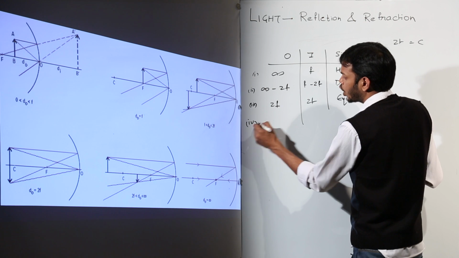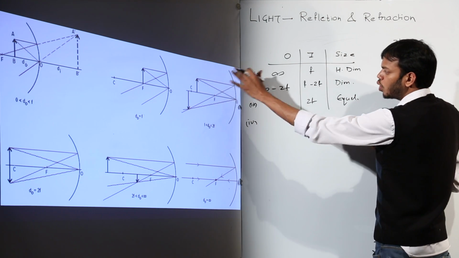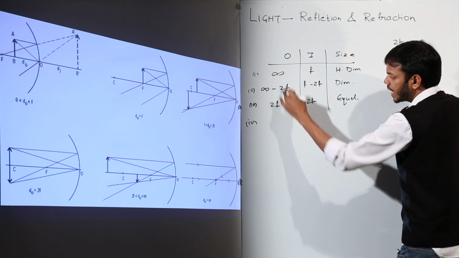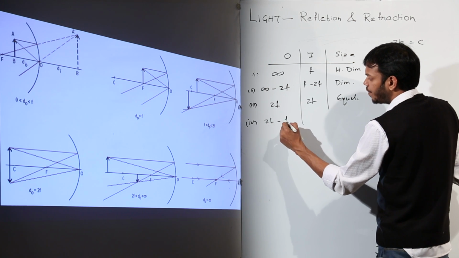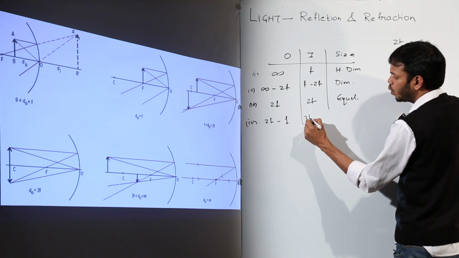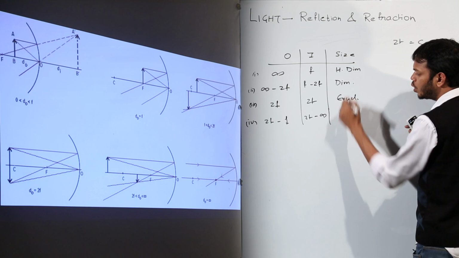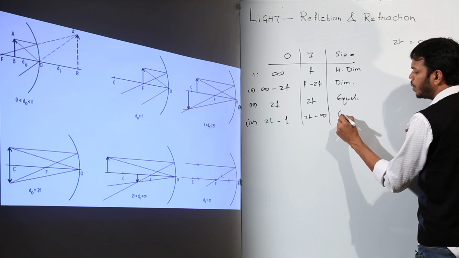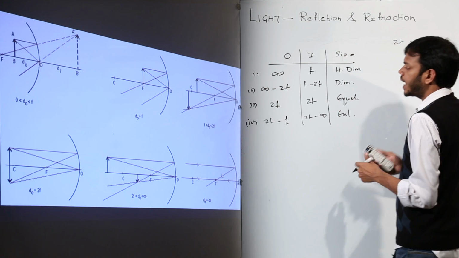So in this case, what should happen in the fourth diagram? Without looking at the diagram, if I try to write, I am bringing it further. So from 2f to f, the image will get pushed back, from 2f to infinity, and the size should increase. So it will be enlarged. Now let's see the diagram.